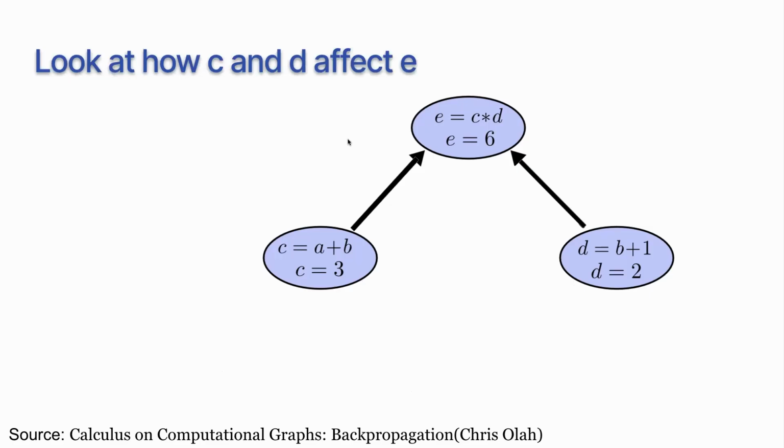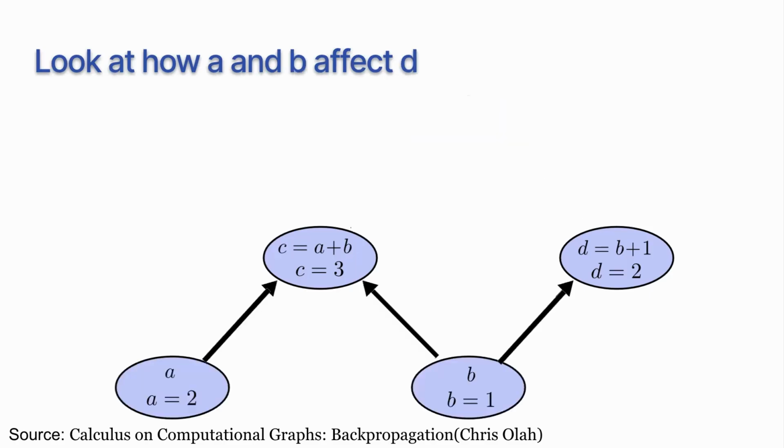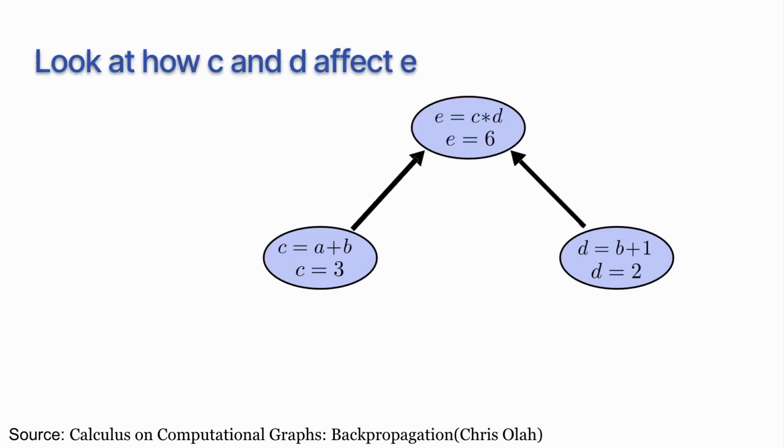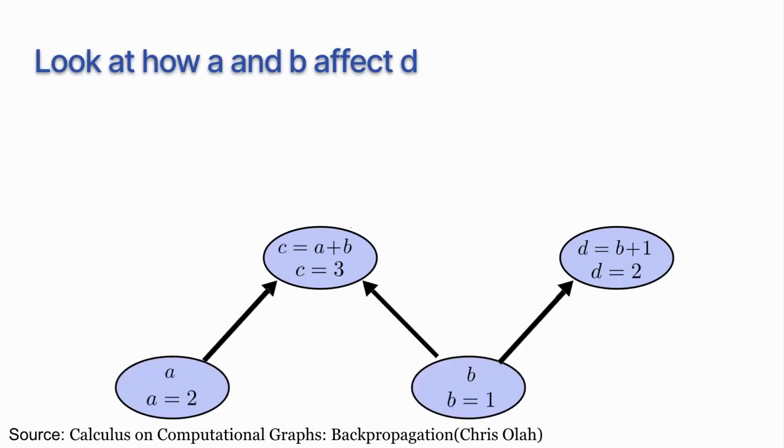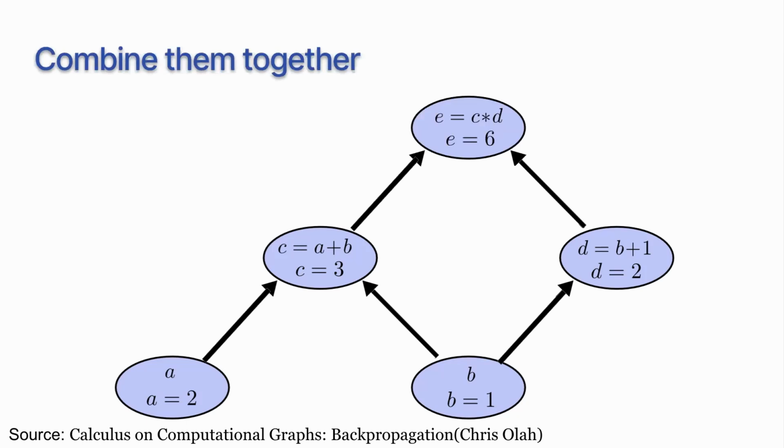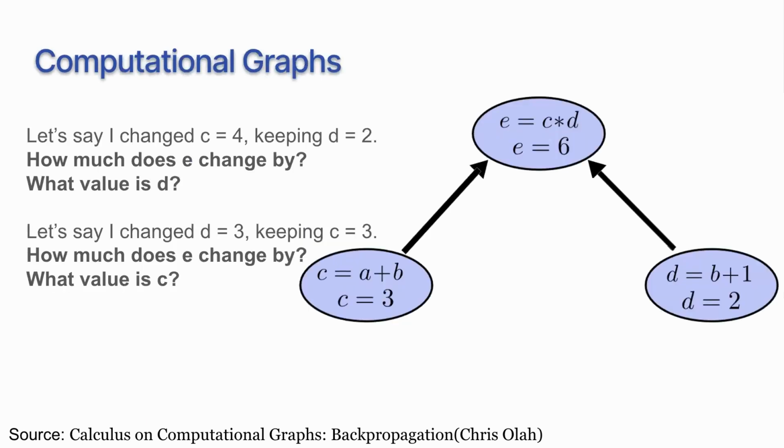And so if we want to quantify how E is affected by B's inputs, the general thought process is we want to figure out how C and D affect E. And then from there, we want to figure out how A and B affect C and D. Okay? We go layer by layer. We first look at the previous layer. Once we can somehow quantify this change, we go back one more layer. And then we try to combine them together.